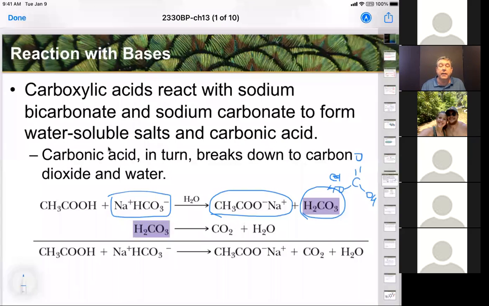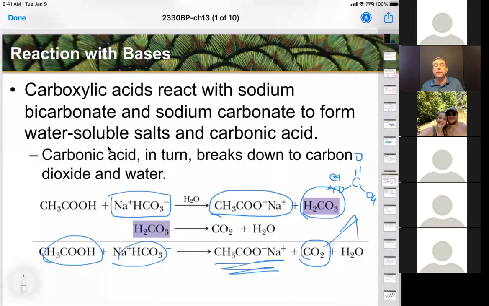So the cool thing here is that if you have your carboxylic acid and you have bicarbonate, you can actually isolate a very pure salt of that compound and not have any reverse reaction, because the CO2 goes off and you have no acid available to liberate your carboxylic acid back from its salt.